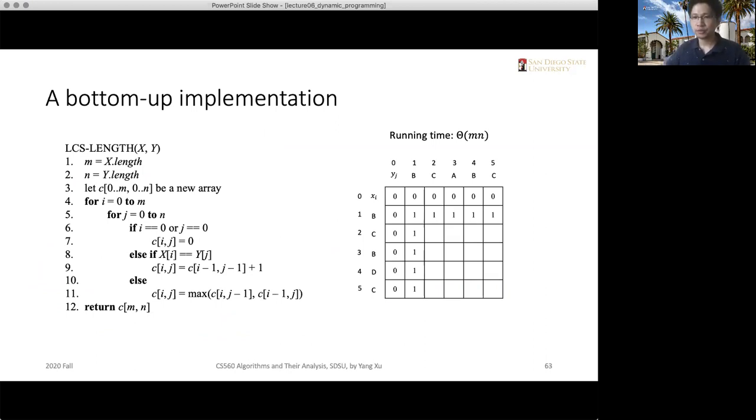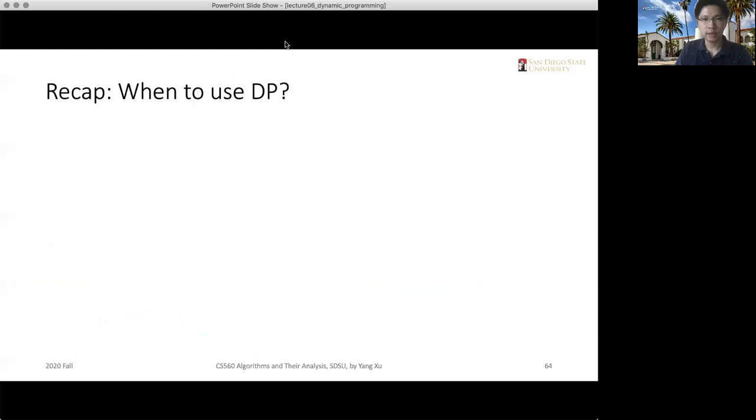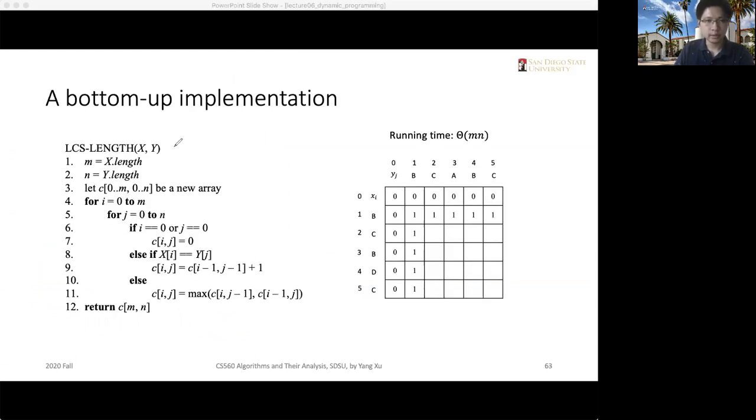Right, it takes two parameters, x and y, right? And we record the length of x and the length of y. We initialize the parameters to be new arrays. Okay, we include the index. We let the index start from 0 just for the convenience of computation. Okay, so it's a bottom-up implementation, which means we will set the for loops in a way that we start from the smallest subproblems.